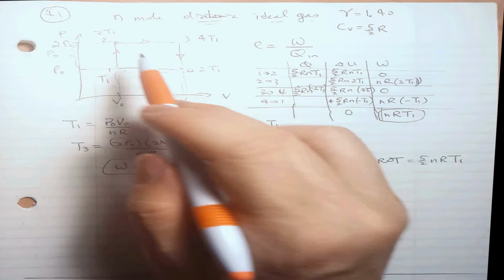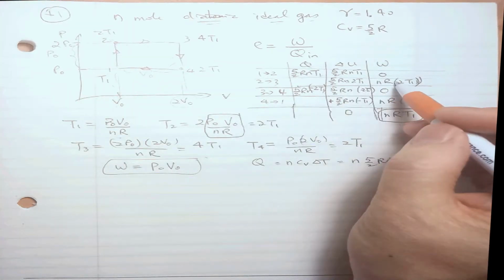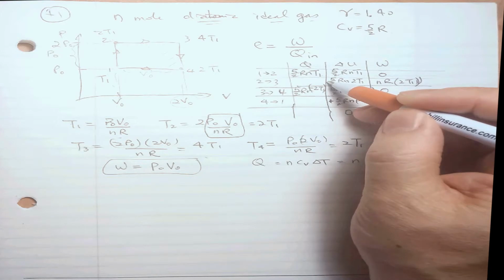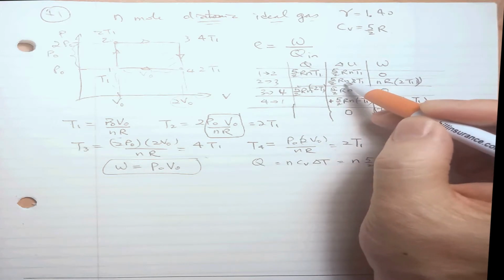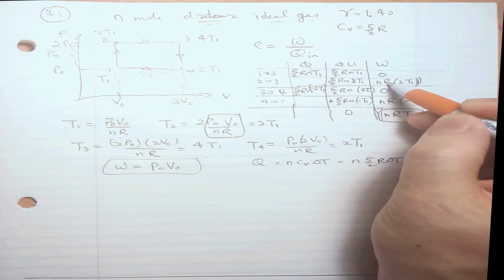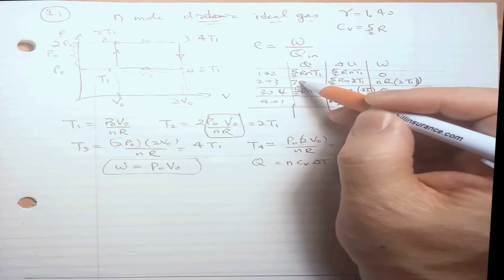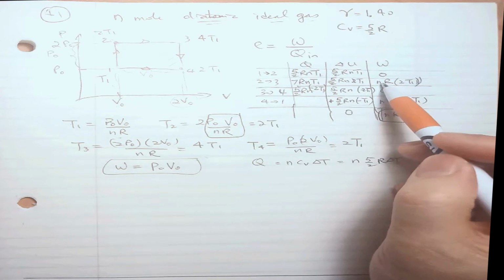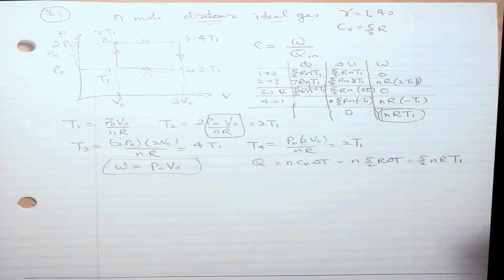Well, for 2 to 3, you either add these two up, which is, let's see. Okay, let's cancel this one now. So 5 nRT1 and 2 nRT1, so 7 nRT1, right? So 2 cancel 2, 5 nRT1, 2 nRT1, so 7 nRT1.